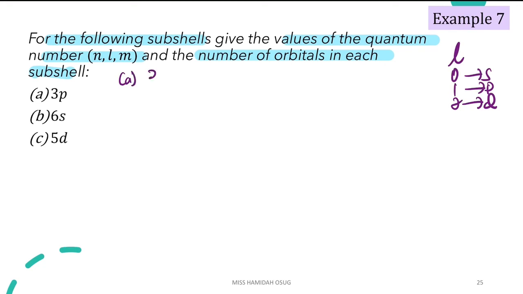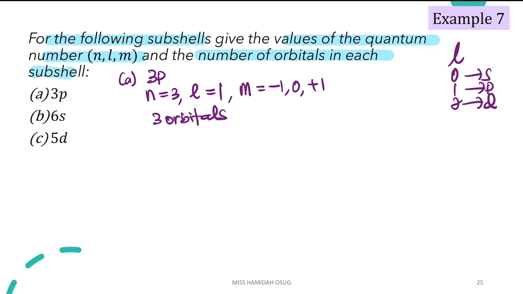So, let's look at the first one. The first subshell is 3p. Okay, 3p. So, the number 3 represents n equals 3. So, the value of L is 1 because it is a p orbital, so m is -1, 0, +1, so there is a total of 3 orbitals there.